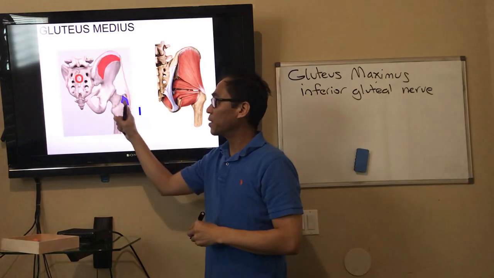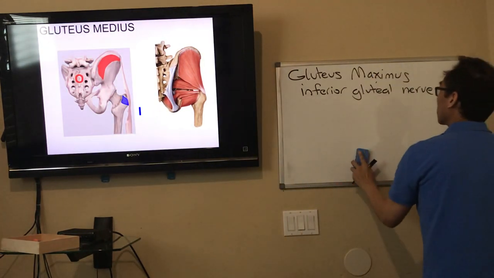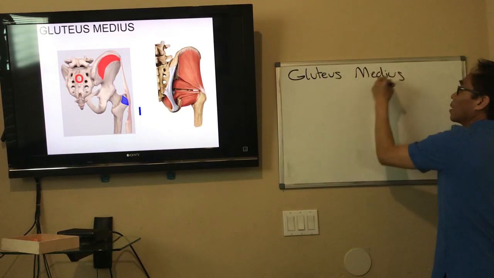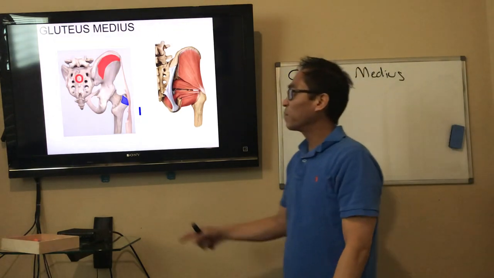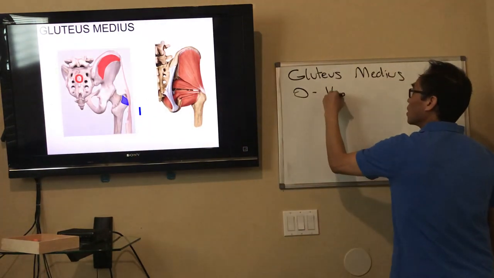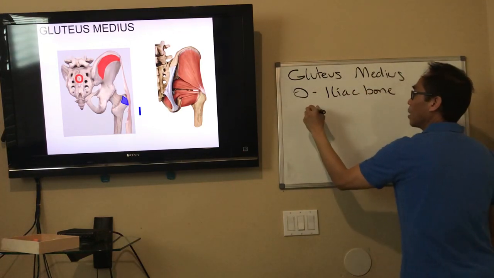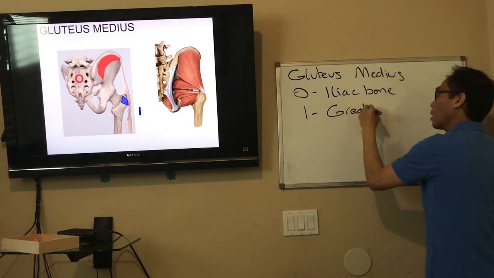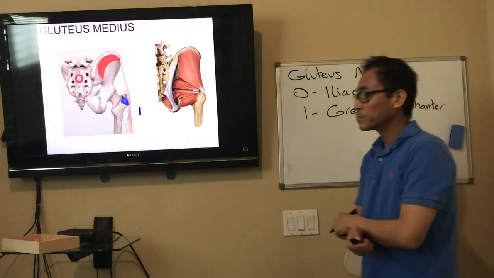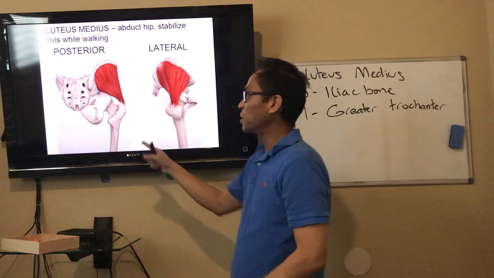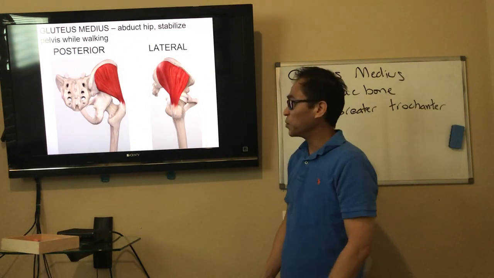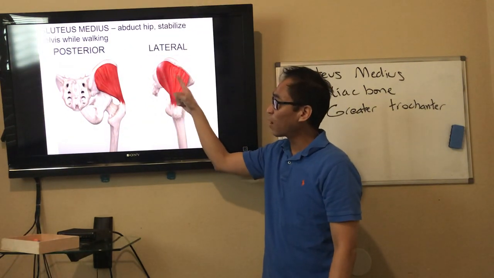You could see the origin, the insertion there. I'm just going to call that the iliac bone. I'm going to call that greater trochanter. Make it easy. Origin, insertion. So there's a posterior view of the gluteus medius. There's a lateral view of the gluteus medius. I wanted to show you a lateral view so you could see that the fibers actually fan out from posterior all the way to anterior.